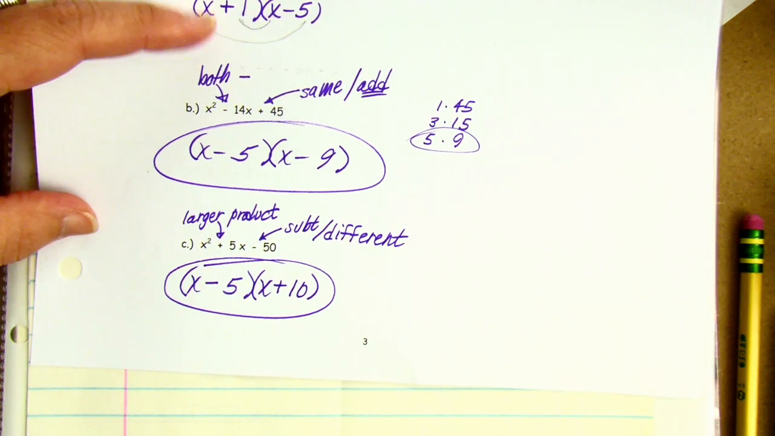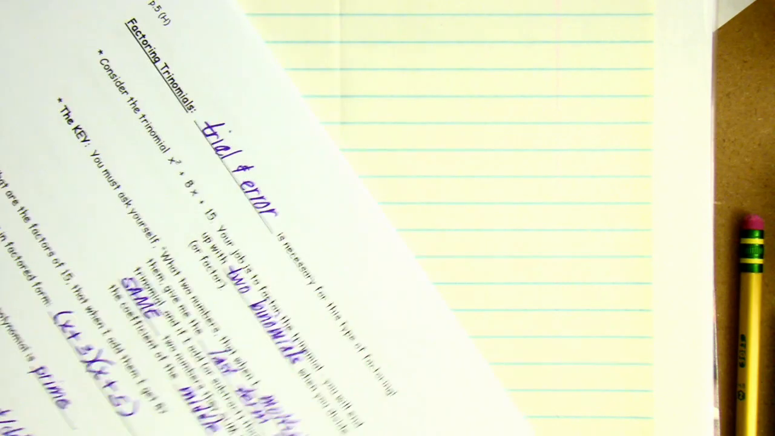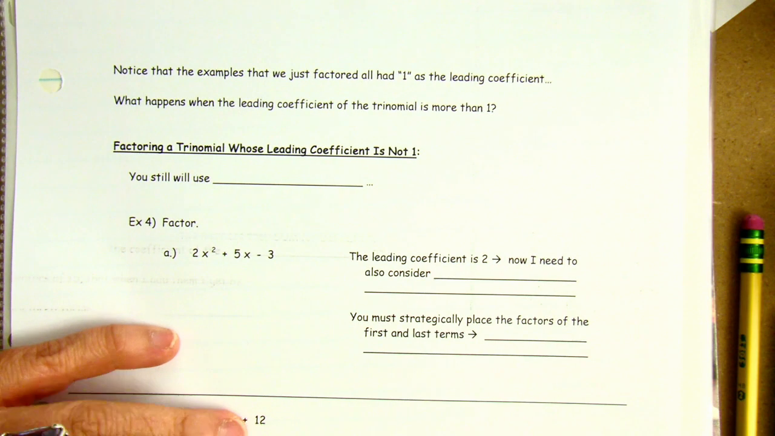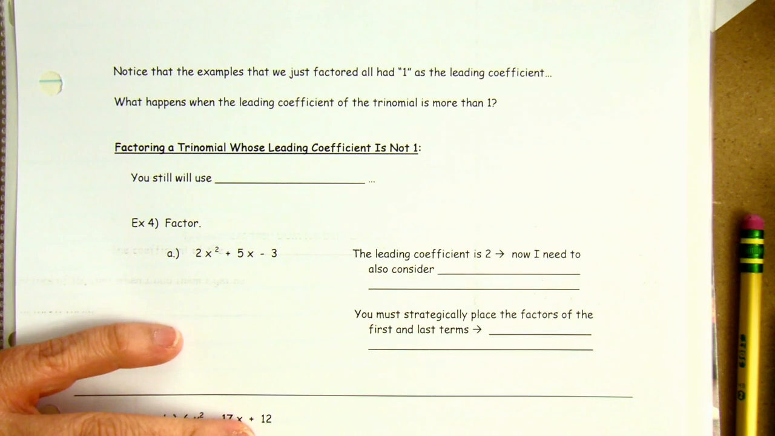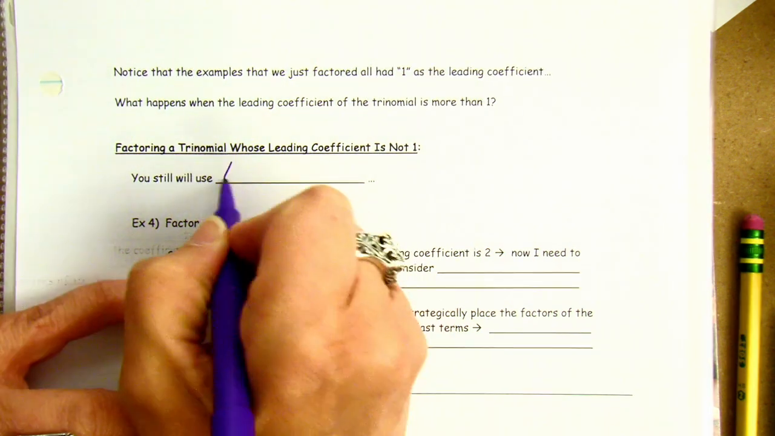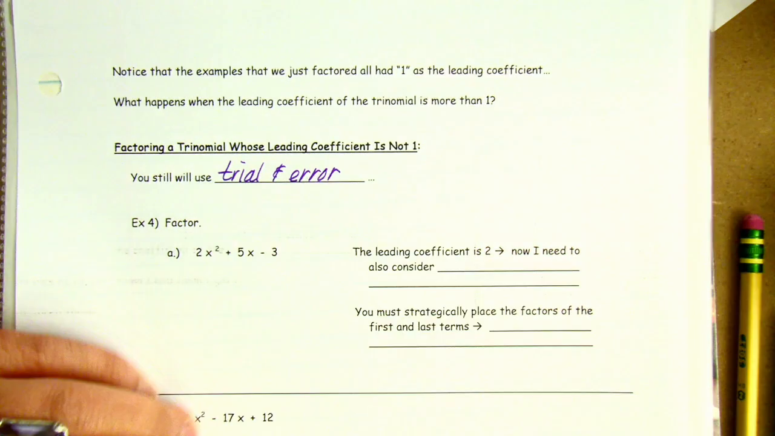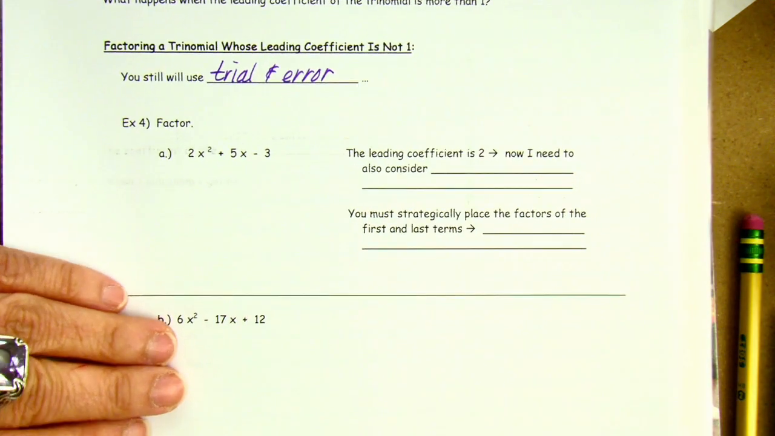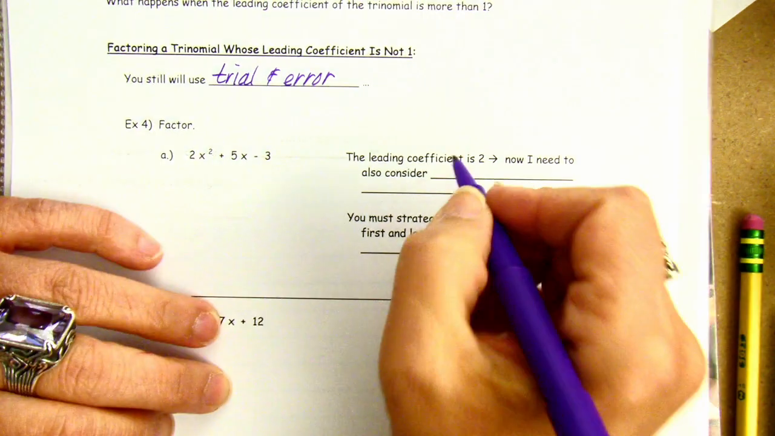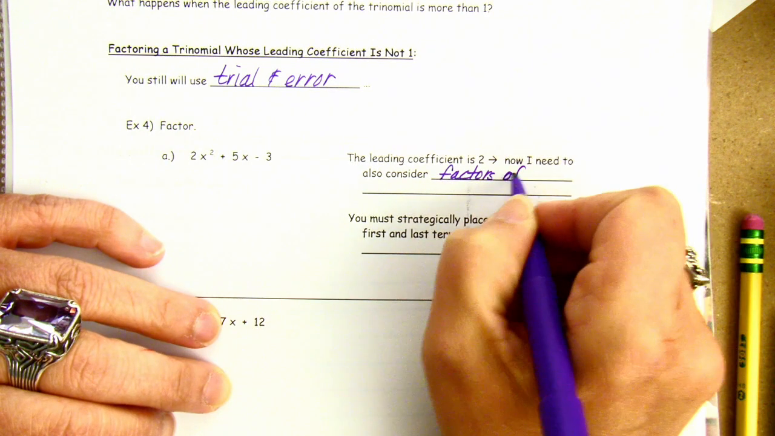Okay, one more page, and we're going to go on to factoring trinomials where a is not 1. It's bigger than 1. So notice the examples that we just factored all had 1 as leading coefficient. What happens when the leading coefficient of the trinomial is more than 1? You're still going to use trial and error. It's still trial and error. Kind of like guess and check, but I call it trial and error. The leading coefficient is 2. Now I need to also consider factors of the first term.